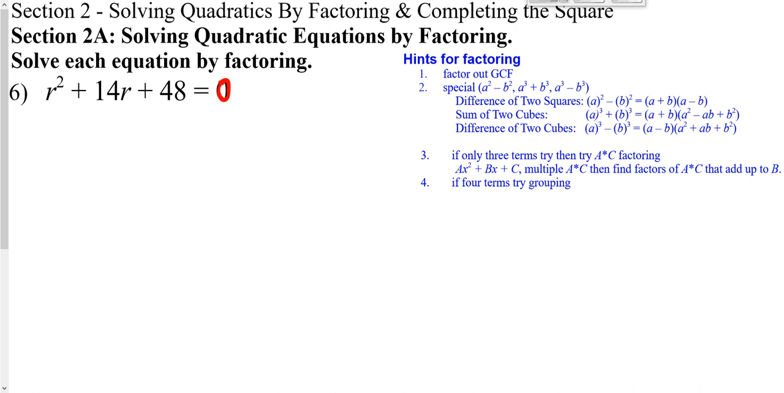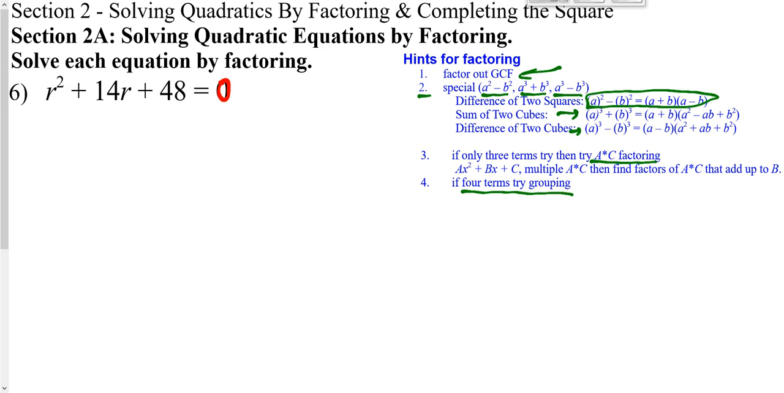Over here in blue, you can see the hints for factoring from the last chapter. You always want to start with your greatest common factor. Step 2, if you have two terms, it might be a difference of squares, which is listed here along with how that factors. Or if you have two terms that are added, it might be a sum of cubes, which is the next one down. Or two terms subtracted might be a difference of cubes, which is down here. Typically, if there are three terms like we have in our problem, then you want to do your AC factoring. If there are four terms, then you'd want to try grouping.